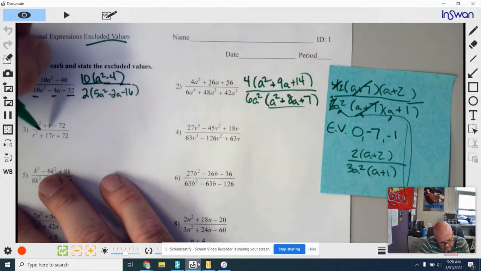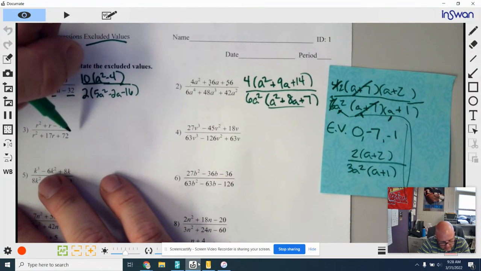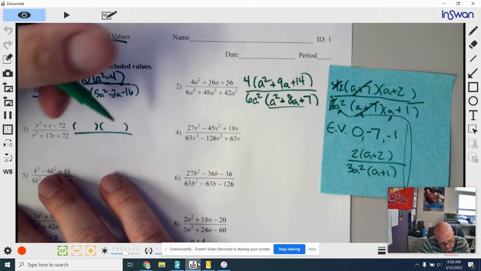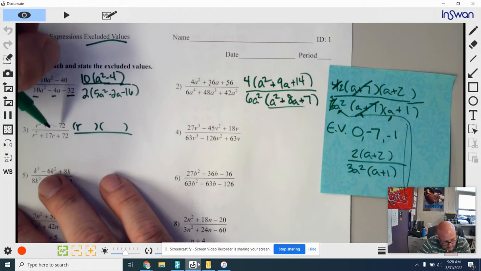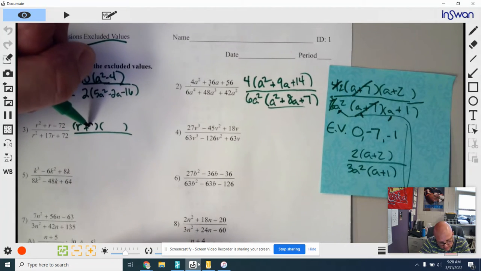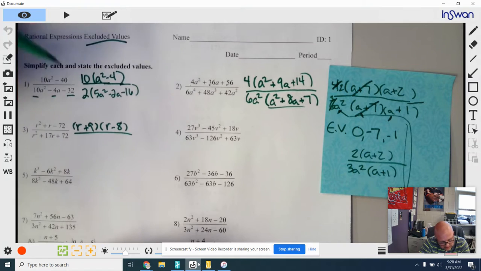Checking up top here, there is no GCF for the top or the bottom. So we can start right away and just break this up. I know it's going to be 2 numbers that multiply to -72 but add to +1. So it's going to be r plus 9 and an r minus 8.